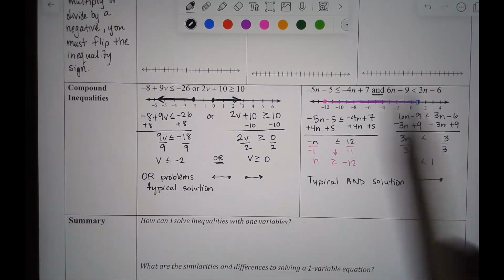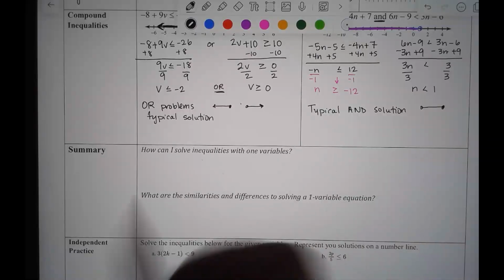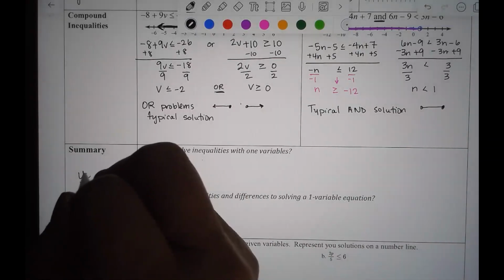Okay, you are going to answer the summary questions, and you are also going to do the independent practice.